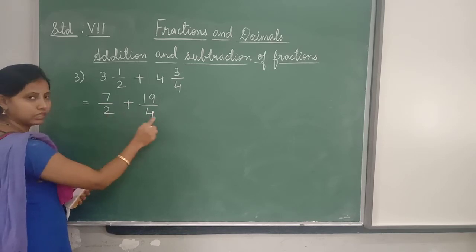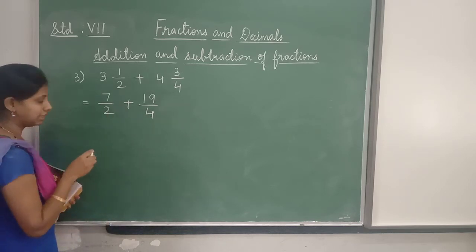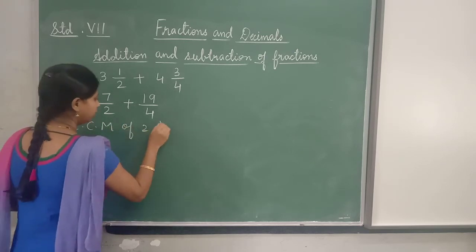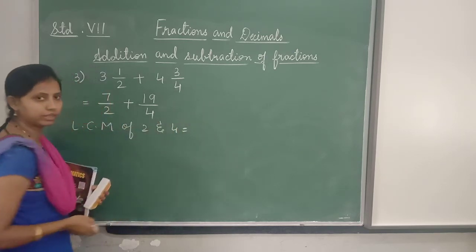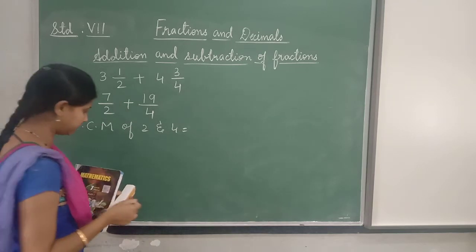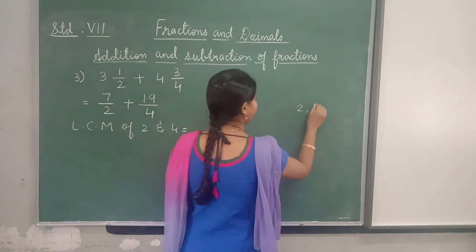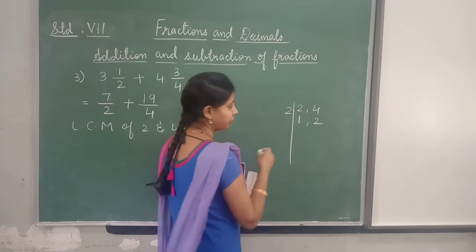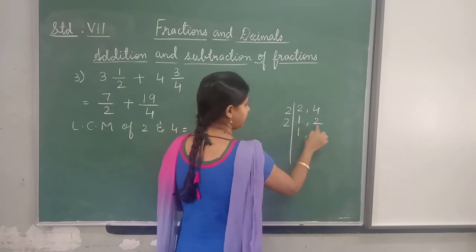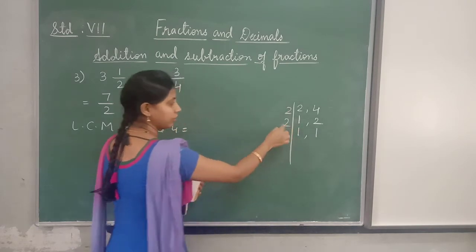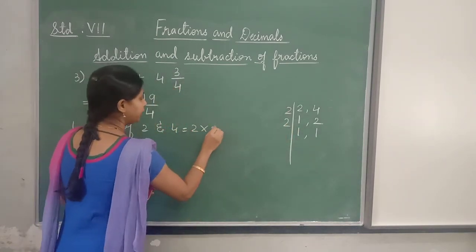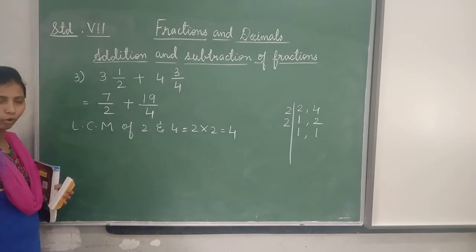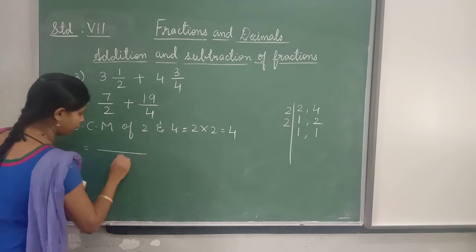Denominators are different. One is 2, one is 4. So take the LCM. LCM of 2 and 4 is equals to, what is the LCM of 2 and 4? You have to write. Okay. So 2, 4 LCM. 2 ones are 2, 2 twos are 4. So the factors are 2 into 2, that is 4. So 4 is the LCM of 2 and 4. Okay, so write in the denominator 4.